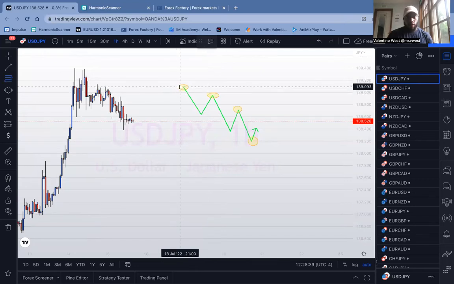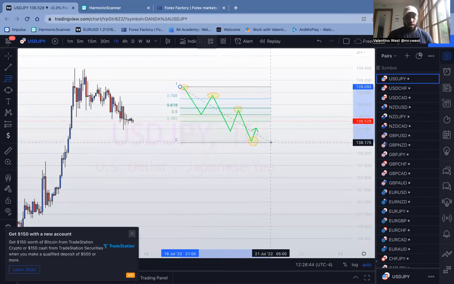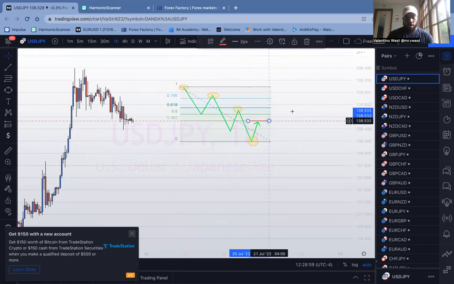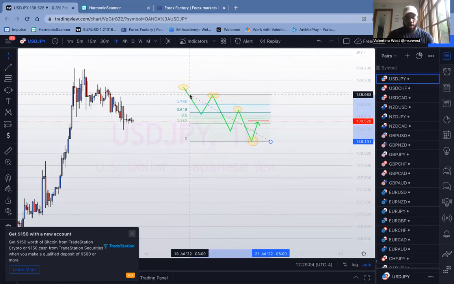So if I start my fib here and I move it down here, let's say, I'm just going to move this here just for example. Okay, it came to the 382. This is something that I can mark. Boom. Okay, let's try this low now and let's see what we get. Okay, I see it's in the zone now between the 50 and the 382, still around this area. That's something else to keep in mind.